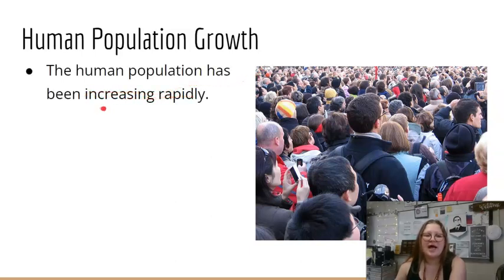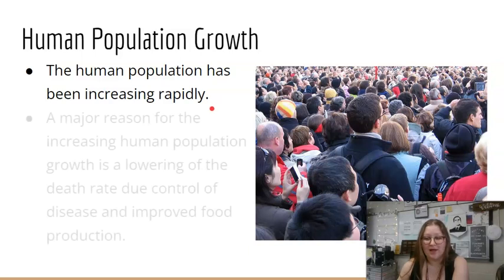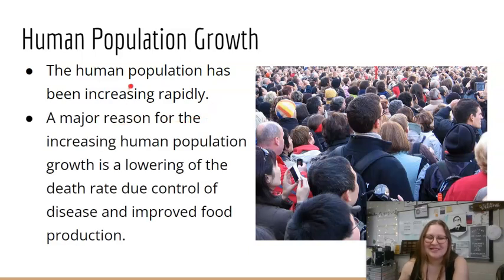So the human population has been increasing rapidly. This isn't seen in every single country, but if we look at the human population as a whole, our population is continuing to grow and grow and grow. And even though the last couple hundred years has changed a lot, we'll see a graph that shows that. So a major reason for the increasing human population growth is a lowering of the death rate due to control of disease and improved food production.